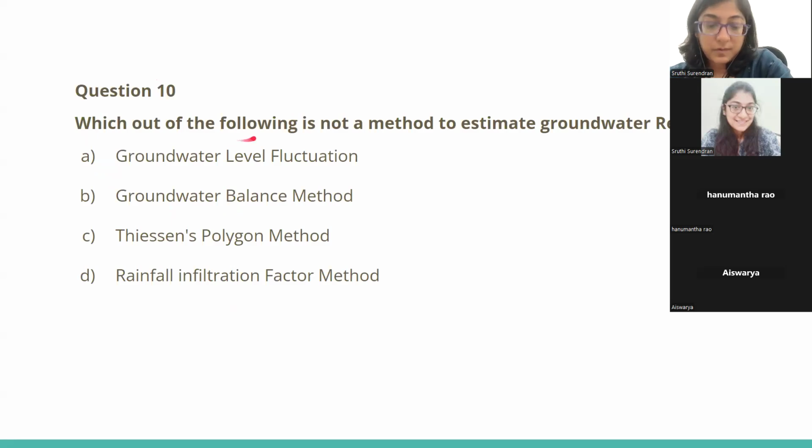Next question, which out of the following is not a method to estimate groundwater recharge? So we had talked about three methods of groundwater recharge. Which out of this is not a method of groundwater recharge?